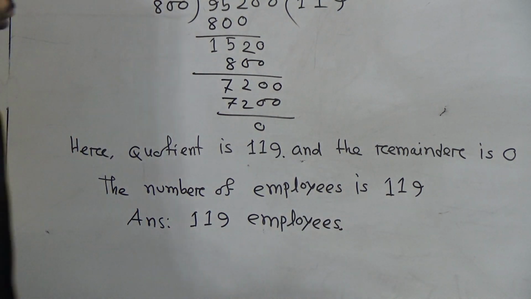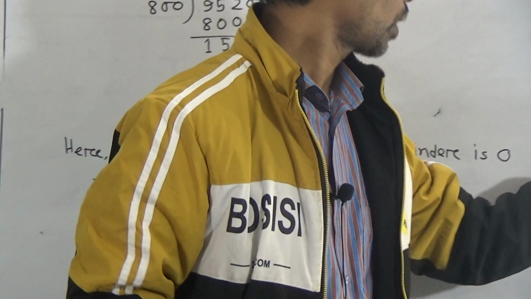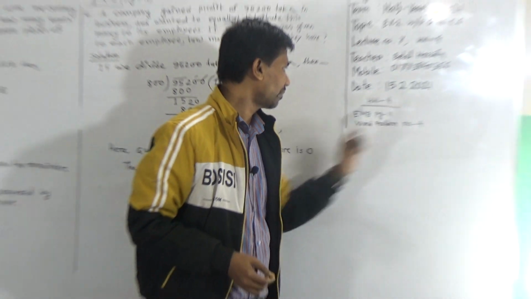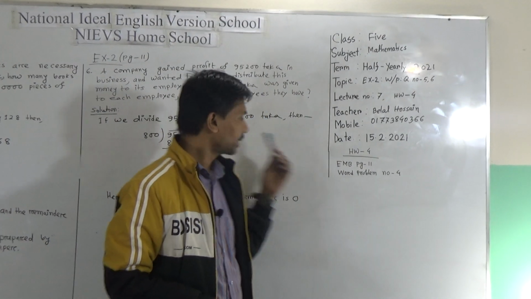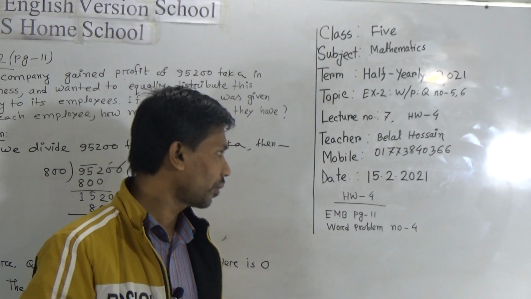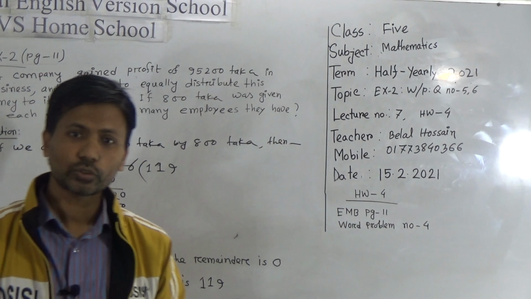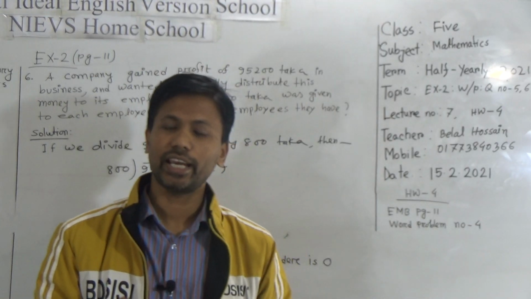Now I would like to discuss with you about SW. Look, SW number 4, EMB page 11. EMB page 11, what problem? Norm 4. Like this way, you have to solve this question. That means what problem? Norm 4. Dear student, you submit your SW copy on every Saturday within 9 AM to 3 PM.